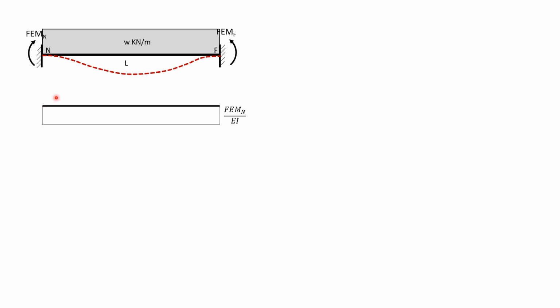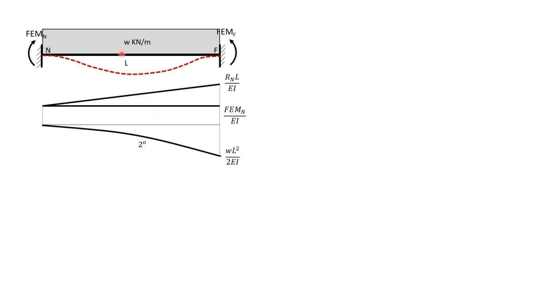Then reaction at near end times L over EI. EI does not affect our calculation for fixed moment, so just treat it as 1. Then the moment due to the load, which is W times L over 2, so negative WL squared over 2 over EI. So imagine that EI is 1. For our first equation, EI theta at N, L equals 0. So add the upper areas, then equate to the lower area.